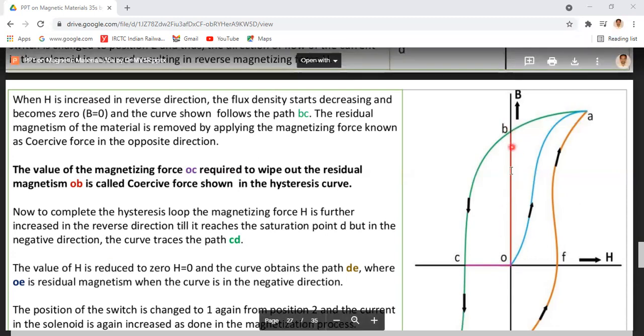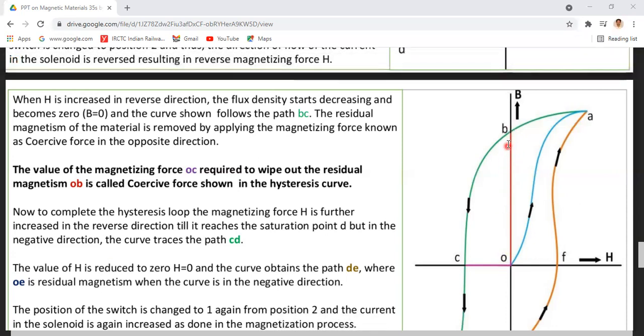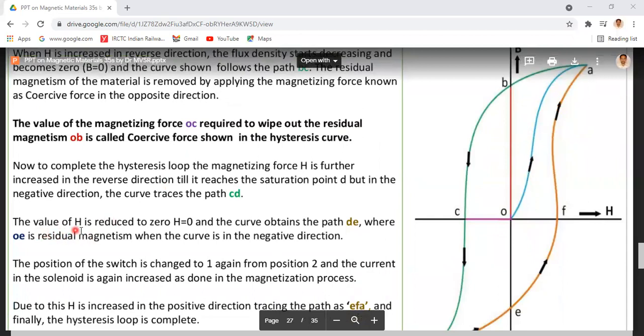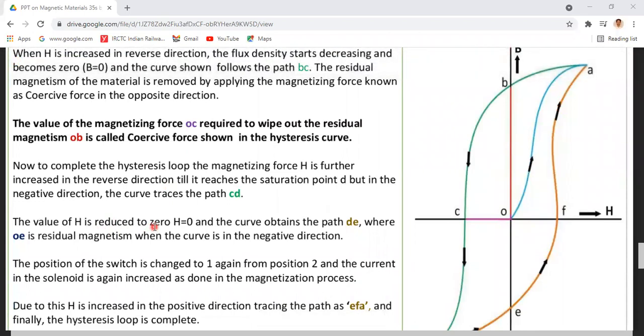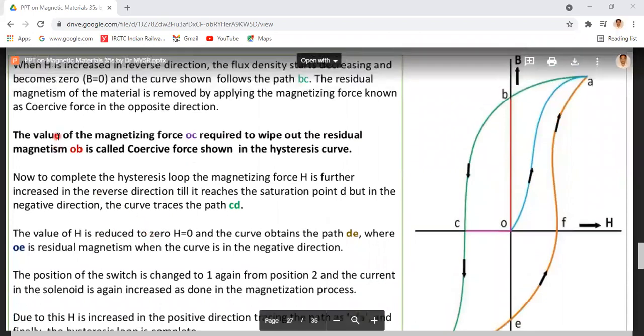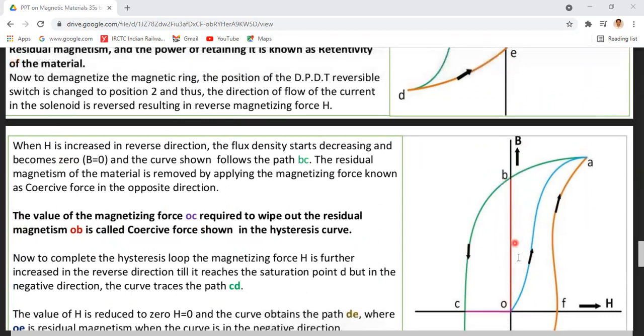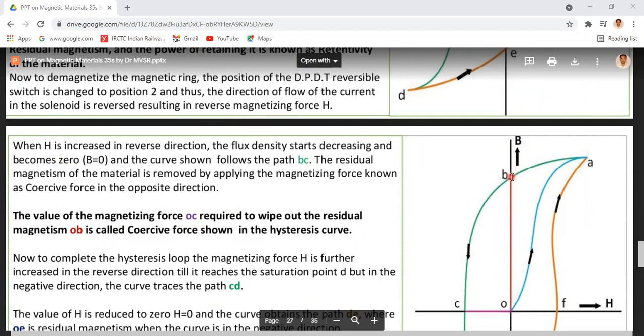To reduce this residual magnetism to 0, we have to apply the magnetizing force in the reverse direction, that is OC. Here, the value of H is reduced to 0. Coming to the value of the magnetizing force OC: at H equal to 0, B is not equal to 0, but we are decreasing B to 0.